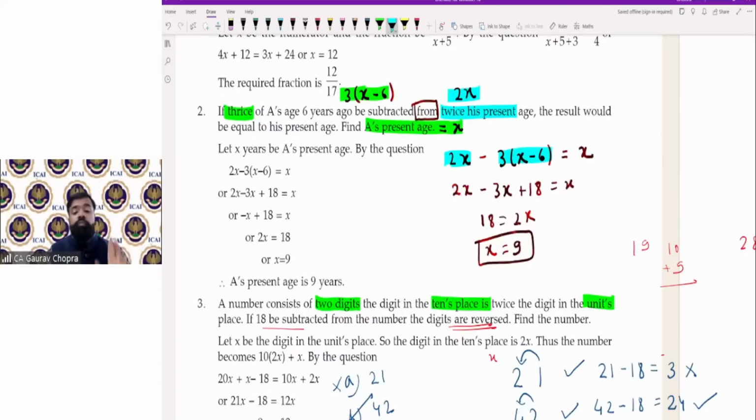And now this difference is equal to the present age. Here difference present age के equal है, that is x के equal है. So in this way you have to form the equation. And after this, by solving, you are getting x equal to 9. Okay, dear.